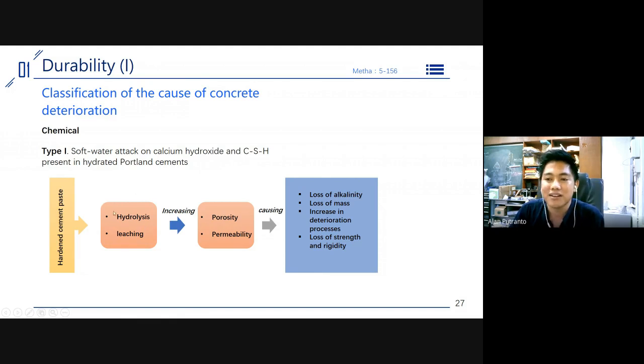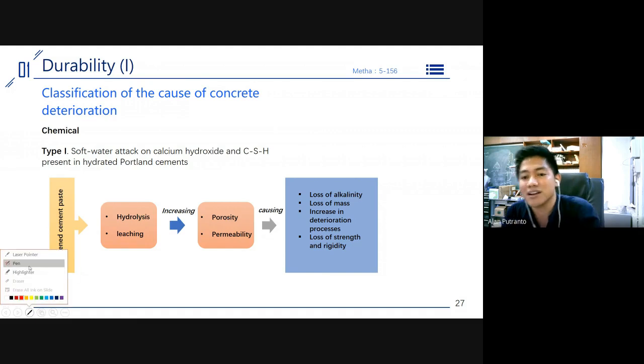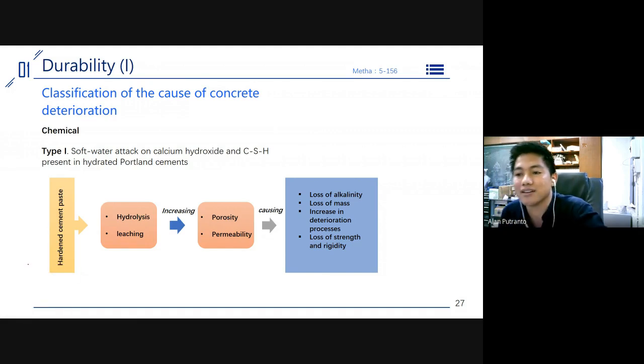This one has hydrolysis, and this one has leaching. Both of these processes will increase the porosity. Increasing the porosity will lead to the loss of alkalinity. This is the first one. The second one is the loss of mass.